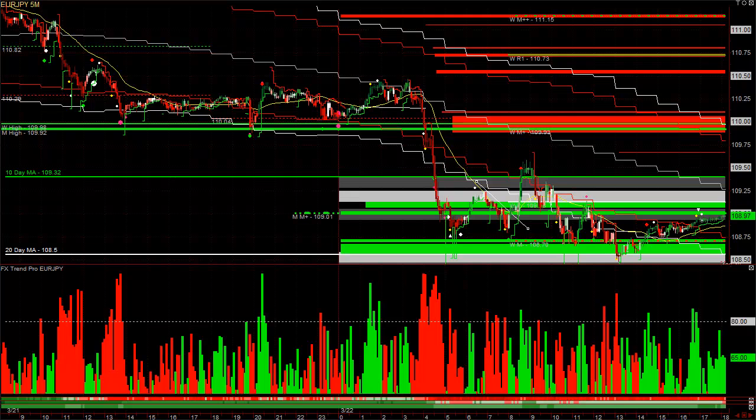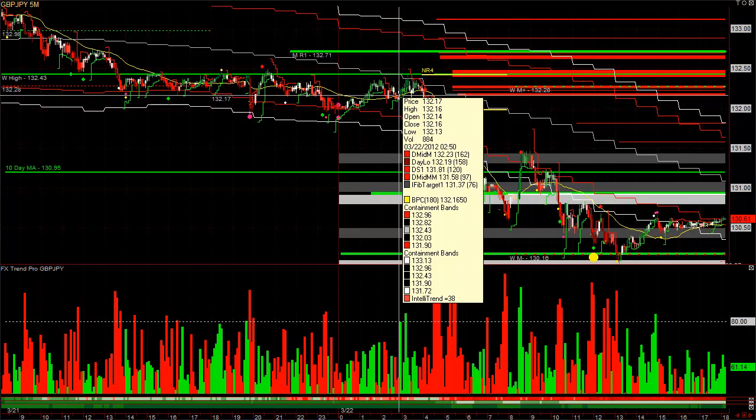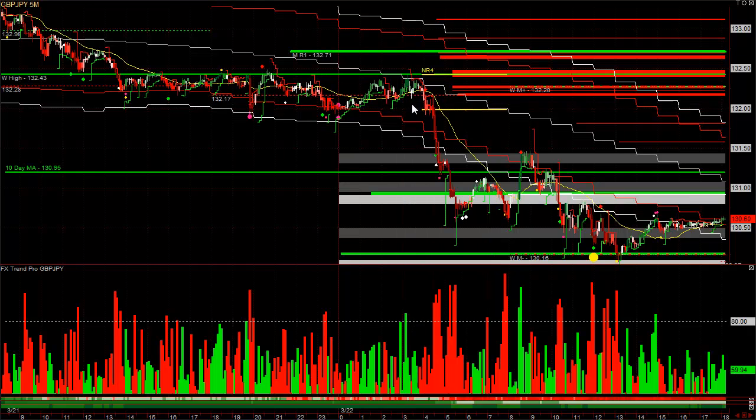Let me see what other currencies we have today. Here's the pound yen. Now this one also is underneath the hourly. And when it came up to the hourly right here, you can see it had a little bit of strength. It's going sideways. This is the previous day's low in dotted red, 132.17. When it breaks down underneath this low at 06, you go short.